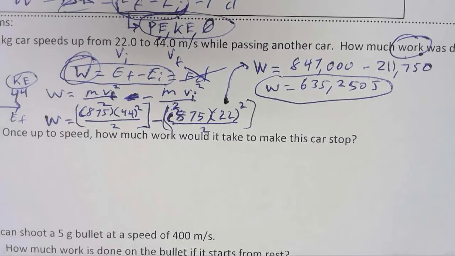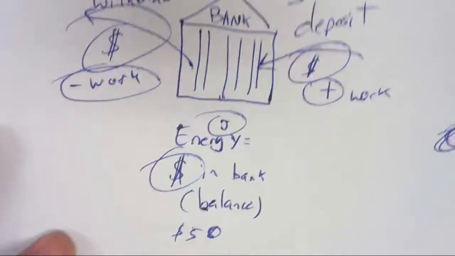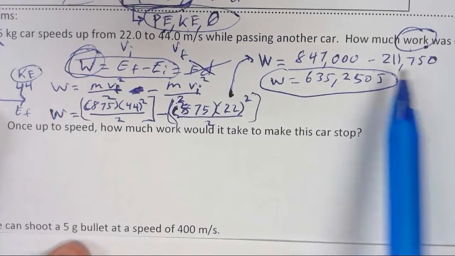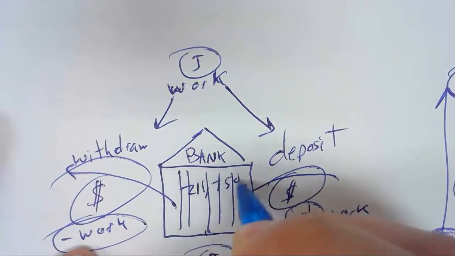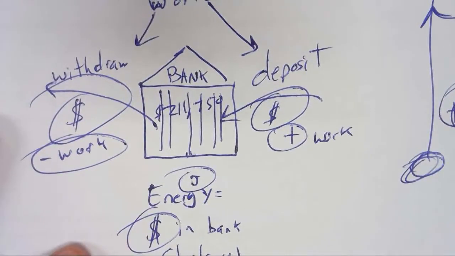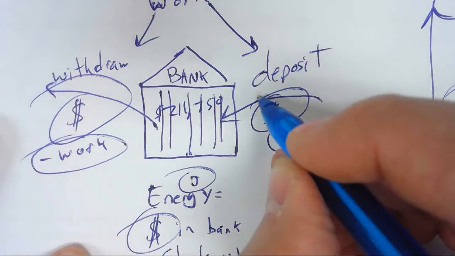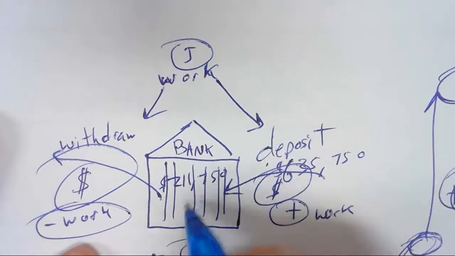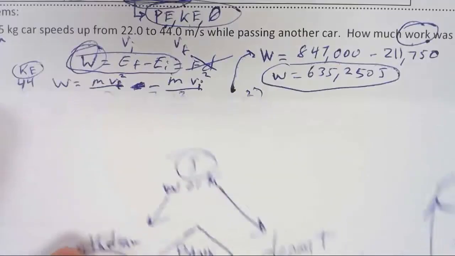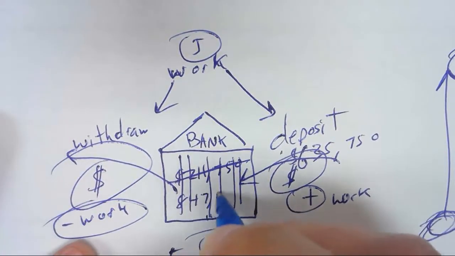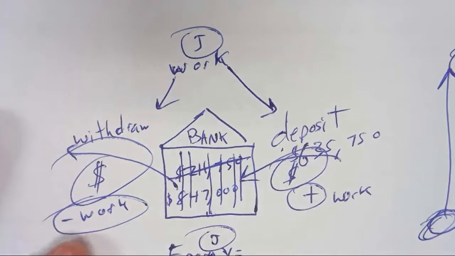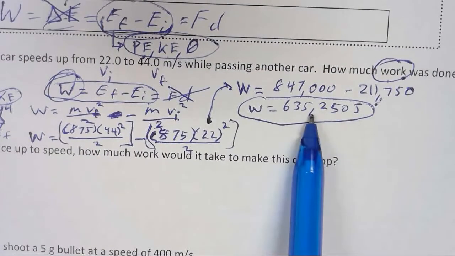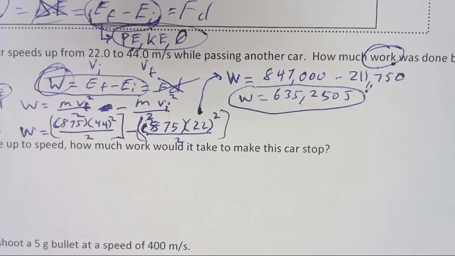In other words, in terms of our bank account, the engine, well, we started out with $211,750. We already had $211,750 in the bank. The engine did work to deposit $635,250 more dollars into the bank, and therefore we ended up with a final balance of $847,000. That's what happened here. Instead of dollars, we're talking about energy. So all that happened here is we started out with $211,750. The engine does this much work, and you end up with that much energy at the end.